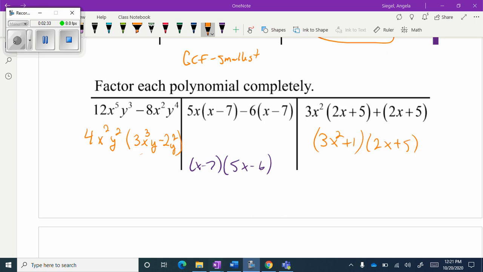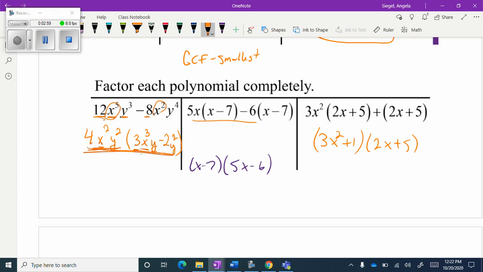Okay, so this one, they had a 4 in common, and then I took out the smallest power of each variable, so that's where I got that. And then if I take out a 4, 12 divided by 4 is 3. If I have 5 x's and I took out 2, I have 3 left over. If I have 3 y's and took out 2, I have 1 left over. So that's the thought process there. This is my final answer.